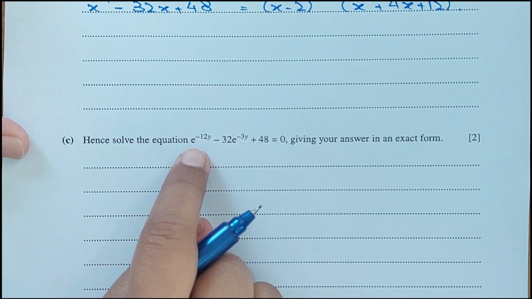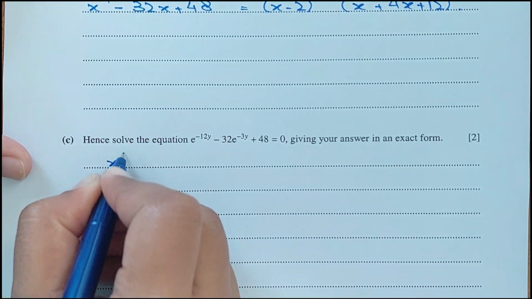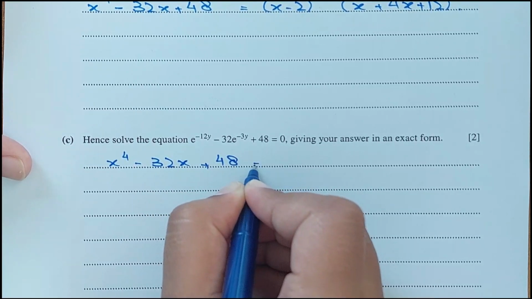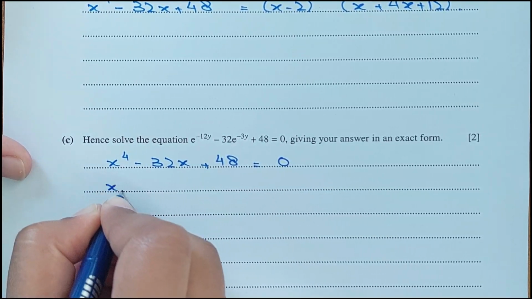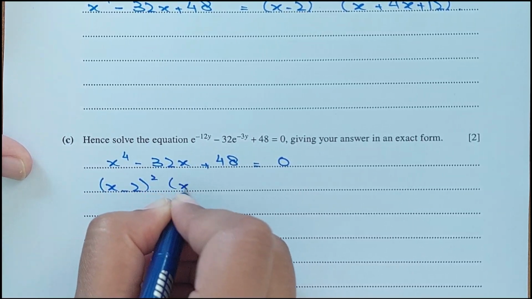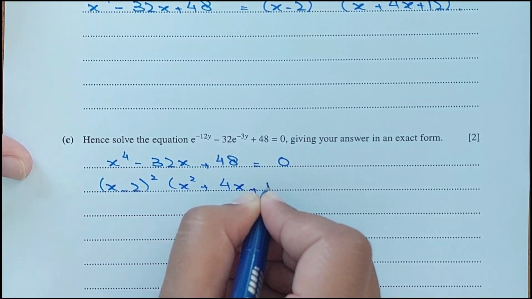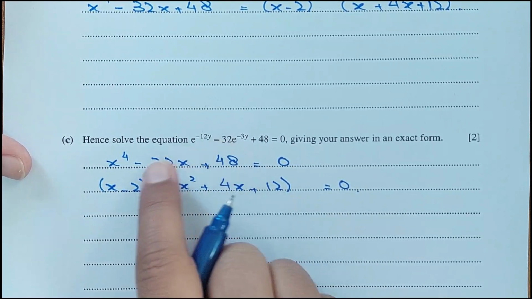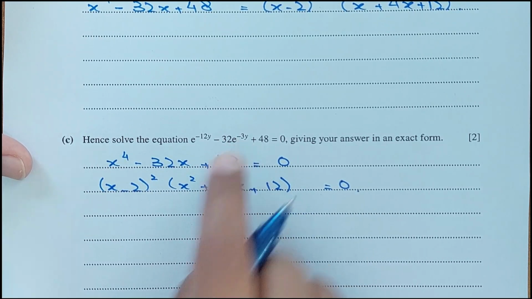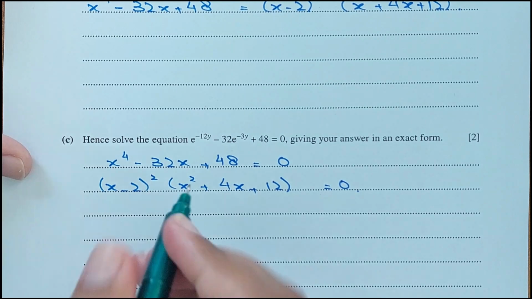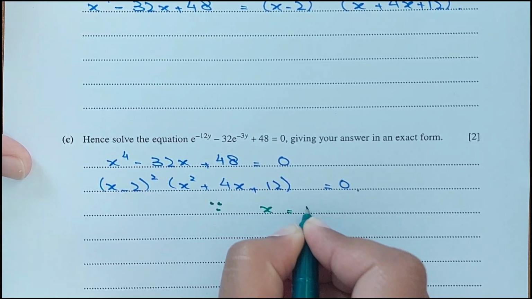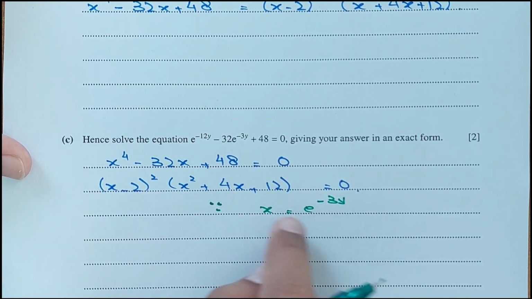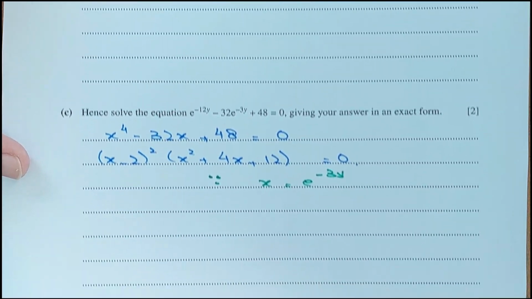If I compare this with part B, we have x power 4 minus 32x plus 48 equals 0. So it means x minus 2 whole square and x square plus 4x plus 12 equals 0, right? If I compare with this one, 48 minus 32, so the x value is e power minus 3y, right? So it means we have to replace x with e power negative 3y, and x4 is e power minus 12y, yes.